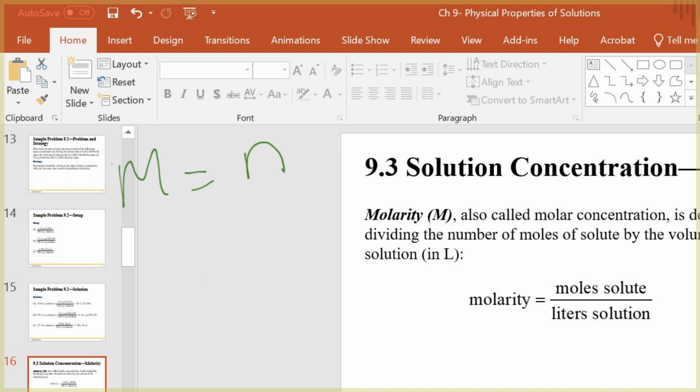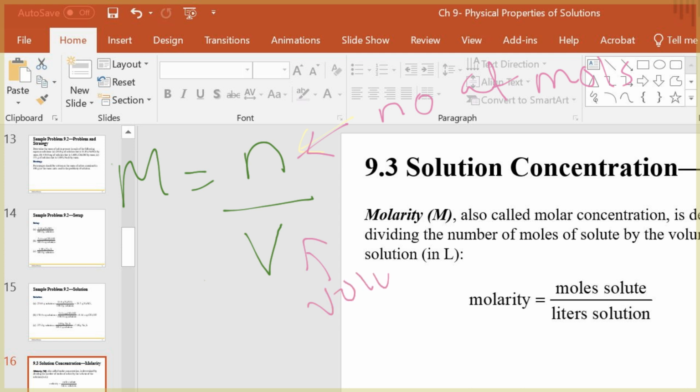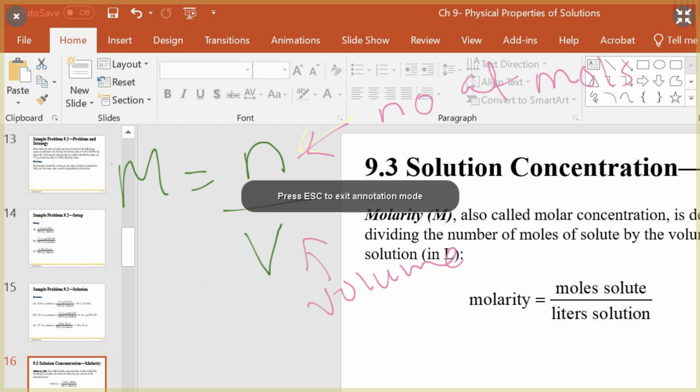Number of moles divided by volume. So n is the number of moles. Number of moles divided by volume, you get the molarity. And then I go back.